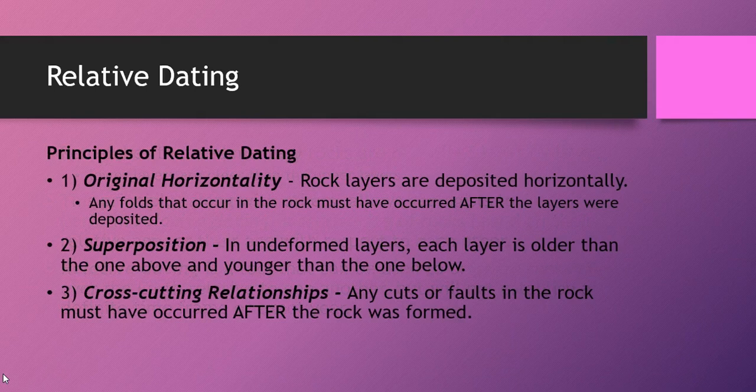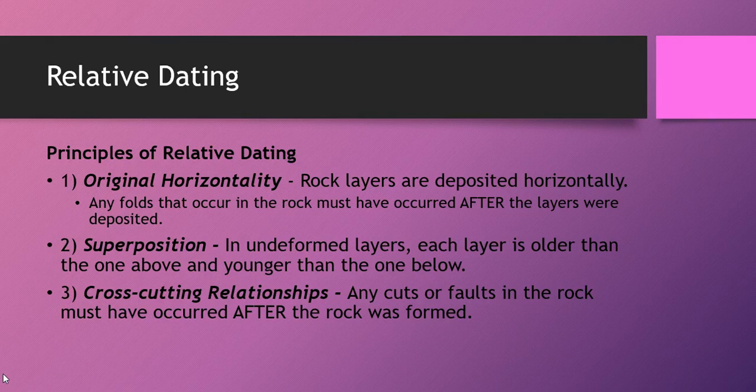The first is what's known as original horizontality, and this just goes back to the idea that rock layers are deposited horizontally, and so those layers will deposit over time, with the oldest layers being on the bottom. This also means that any folds that occur in the rock had to have occurred after those layers were deposited, otherwise they wouldn't have been folded.